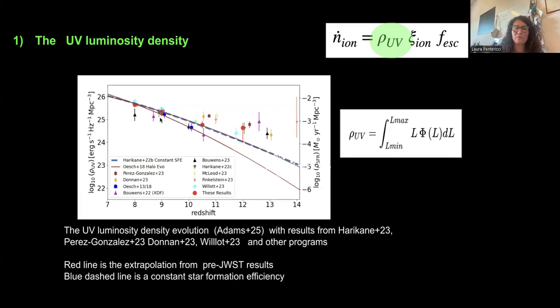This is a plot of the current knowledge of rho UV versus redshift. You see with JWST we are arriving at redshift 14. The first thing to notice is that we have lots of points, so many people have derived the UV luminosity density, and more or less the points tend to agree with each other. I just want you to notice two things. One is the red line, which is the extrapolation from the pre-JWST results.